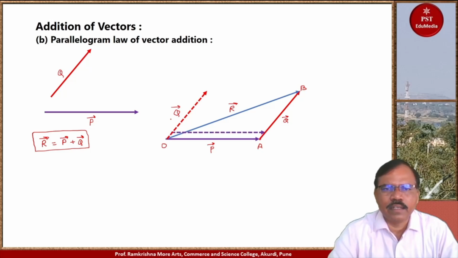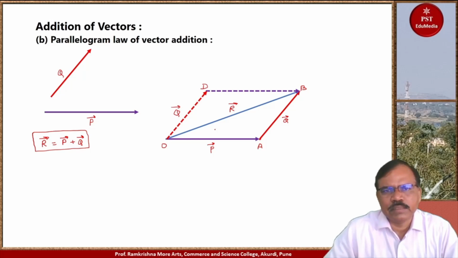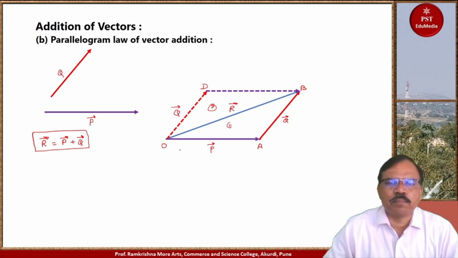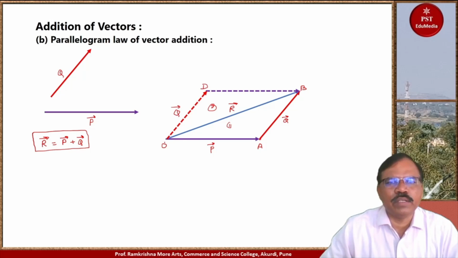Again, take a vector parallel to P and having magnitude equal to P. So here I can write this point as D. See here, this is the first triangle and this is the second triangle. For the first triangle, we have taken first vector P and then vector Q. For the second triangle, we have taken first vector Q and second vector, this is also P.